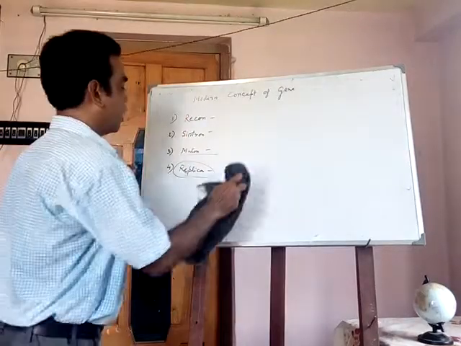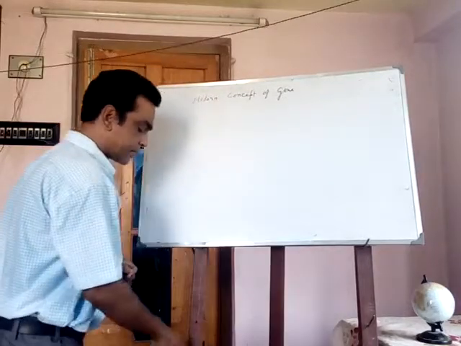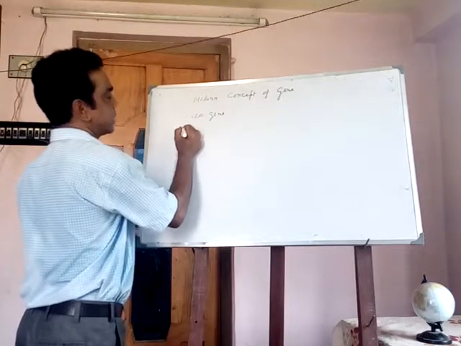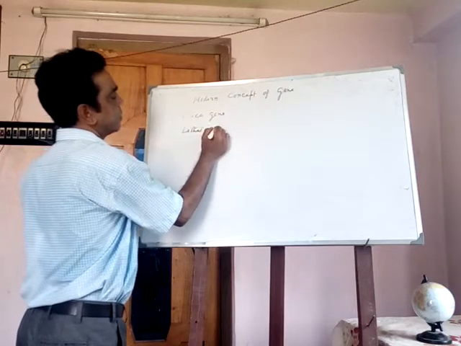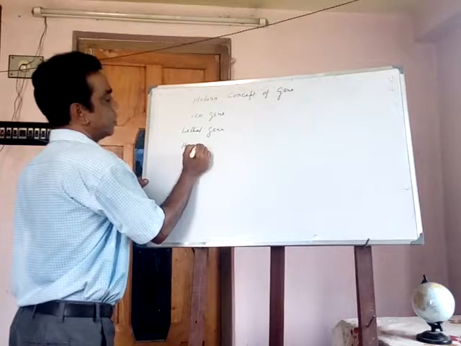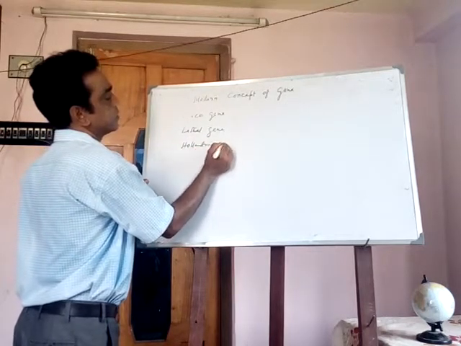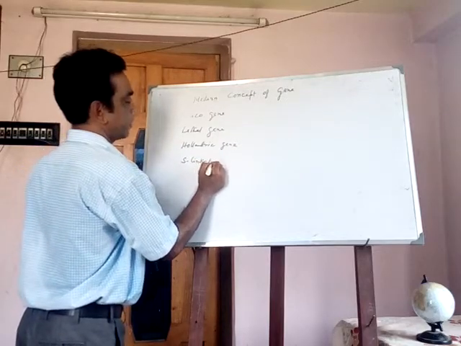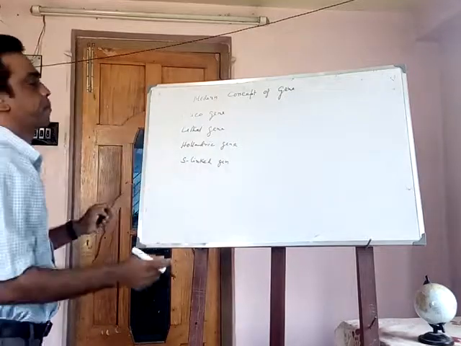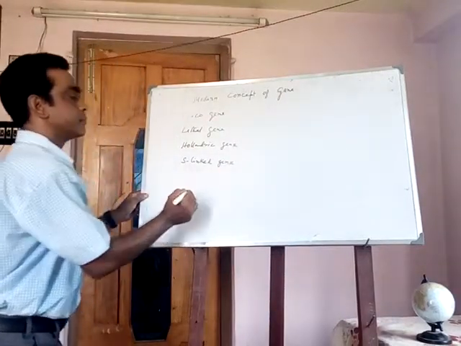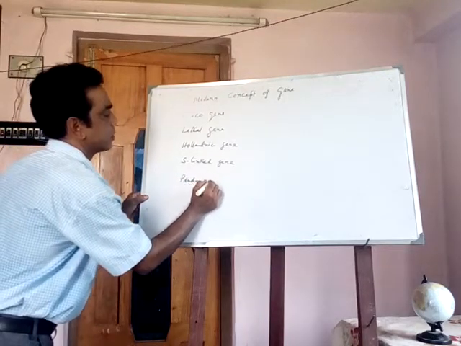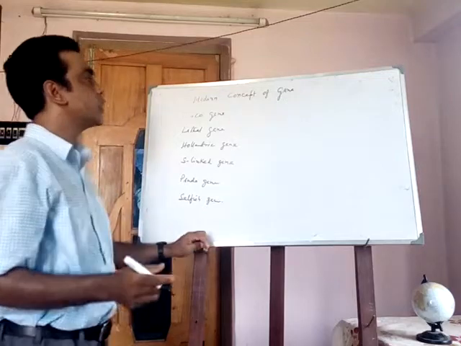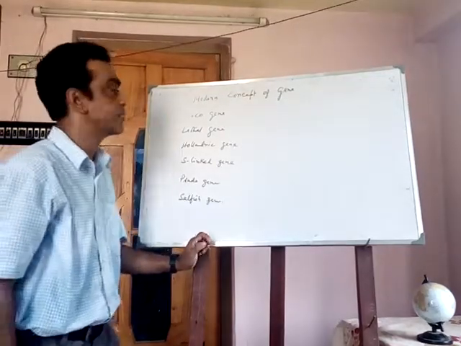Now we learn about some types of genes, that is oncogenes, lethal gene, Hollandric gene, X-linked gene, pseudogenes, selfish gene, etc. What is an oncogene? Those types of genes that can cause cancers are called oncogenes.